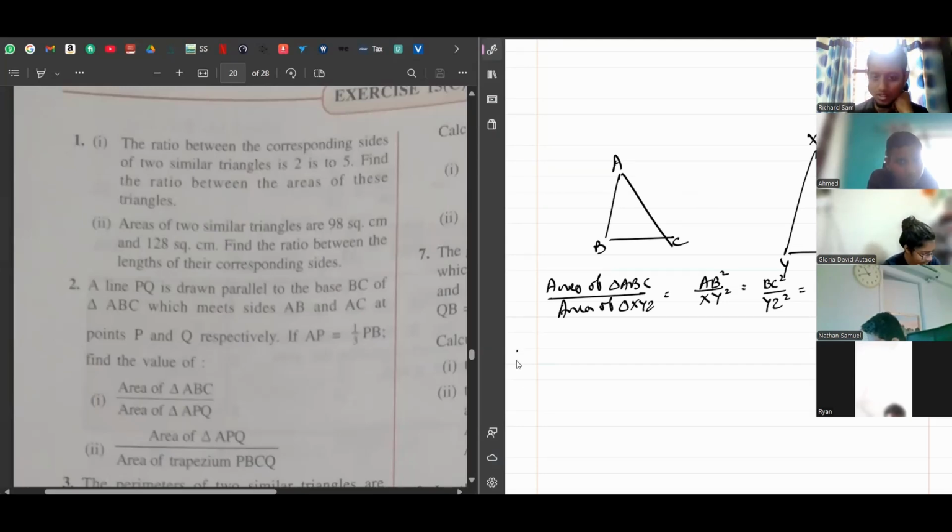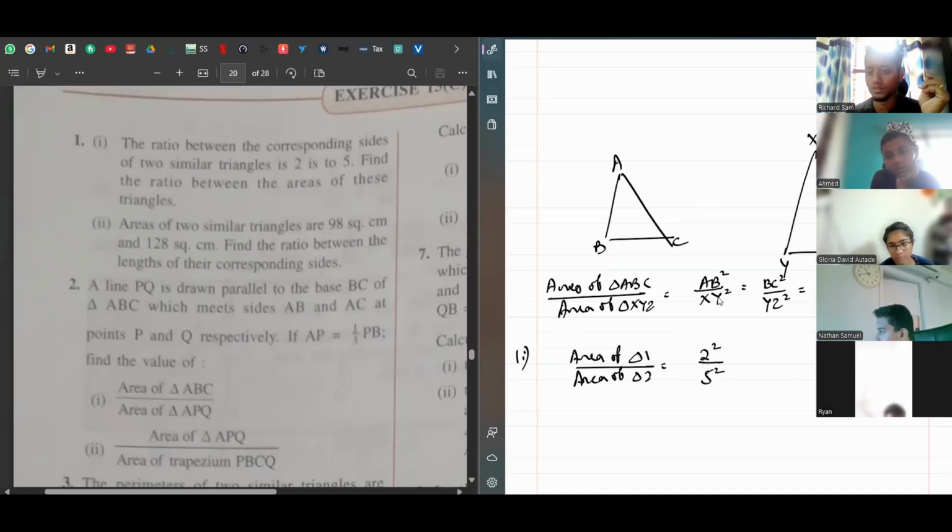It's a direct application of this formula. So area of triangle 1 upon area of triangle 2 will be how much? The corresponding sides, you have to square them. That means 2 square upon 5 square. See, Aman, you square any of the corresponding sides, you will get the ratio of their areas. That is the theorem we just saw. So 2 square upon 5 square. So the answer is 4 upon 25.